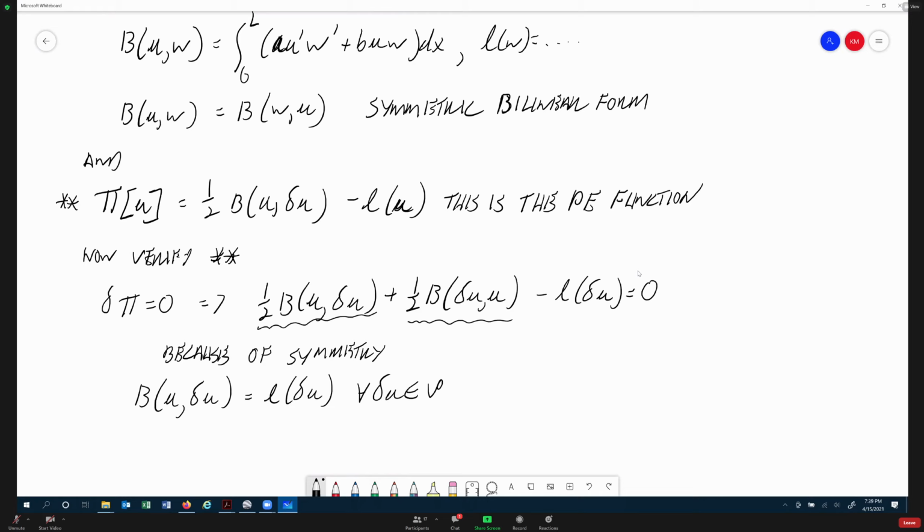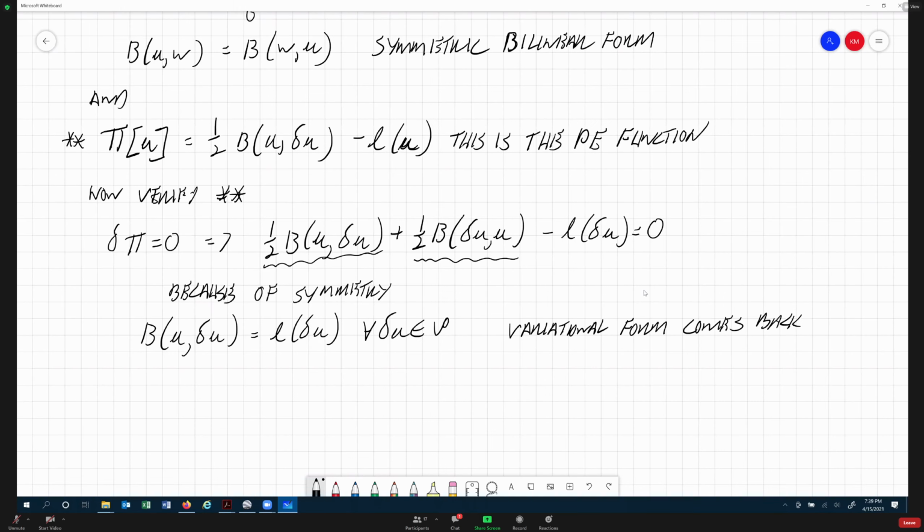So the variational form comes back. Basically, these two cancel out, right? Because we're swapping the terms, the u and delta u. That's all we're showing, that there's symmetry there. So that comes back.